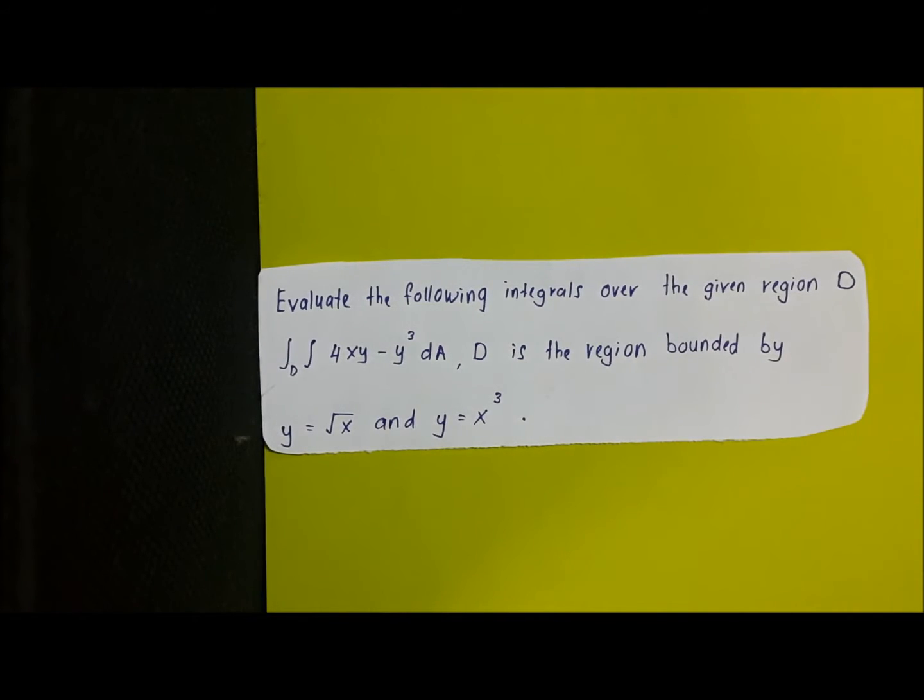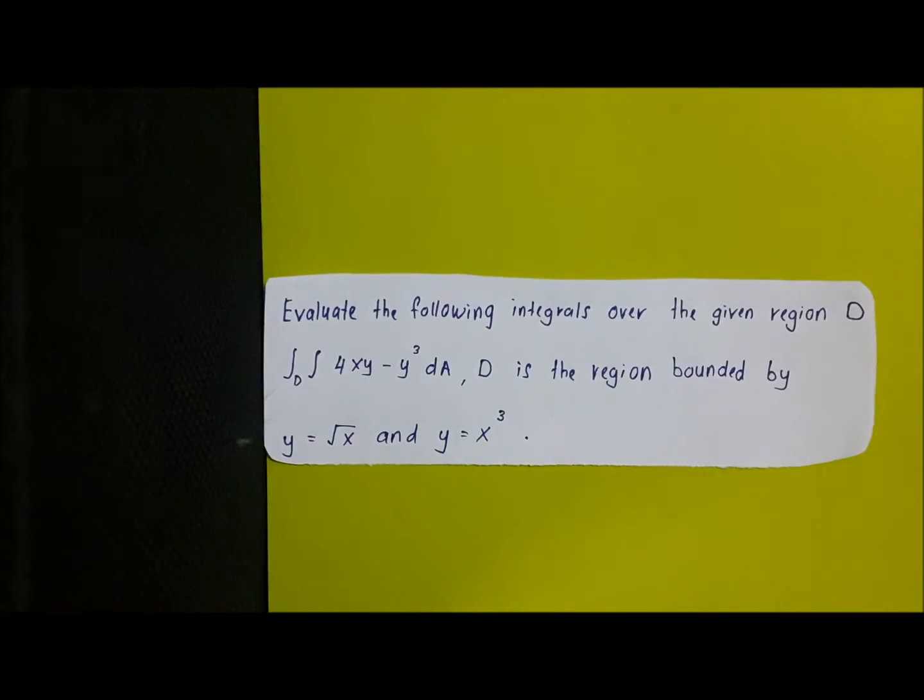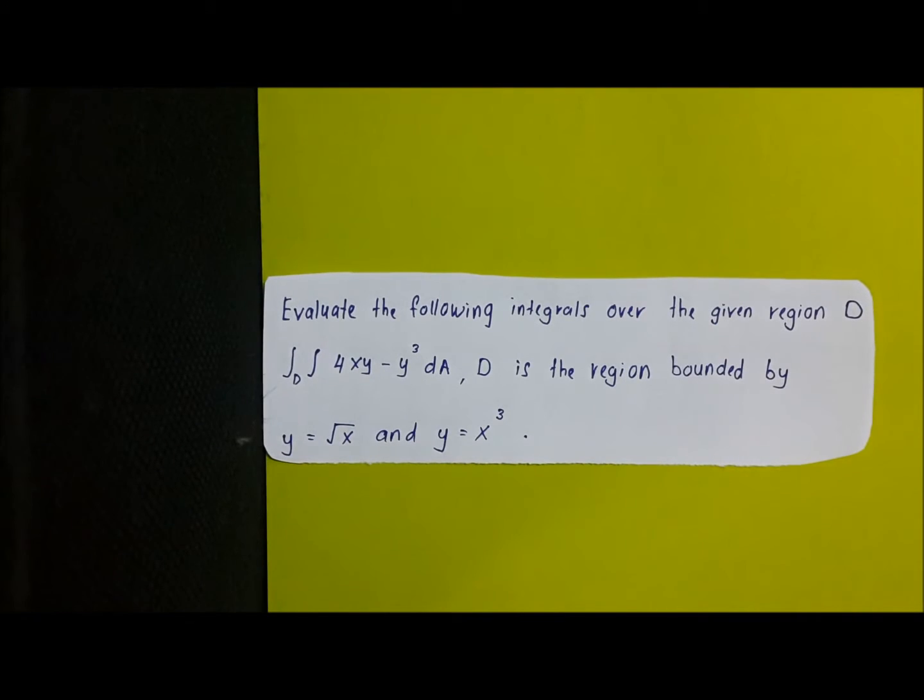I'm going to present from chapter 2, which is multiple integral, subtopic double integral. For the question, evaluate the following integrals over the given region D. Double integral 4xy minus y cubed dA. D is the region bounded by y equals square root of x and y equals x cubed.